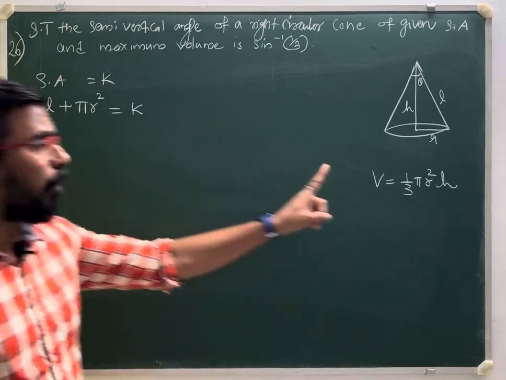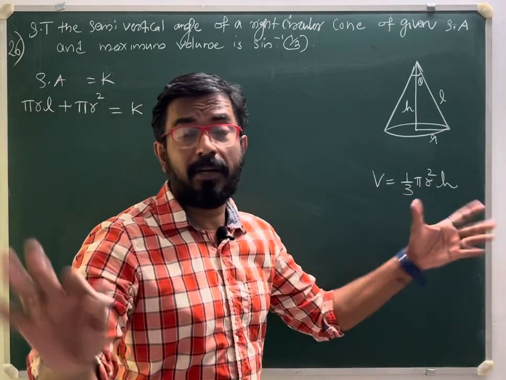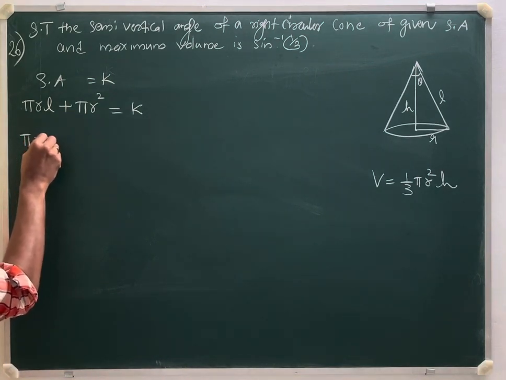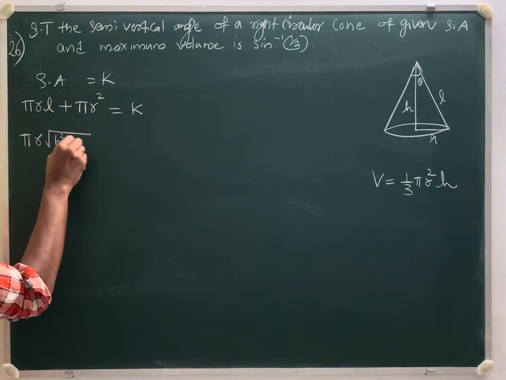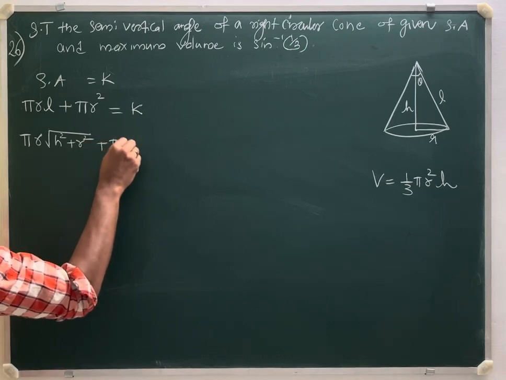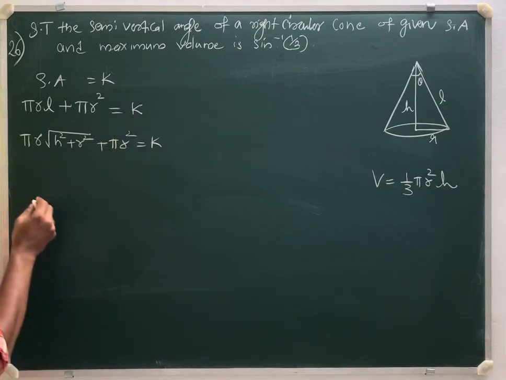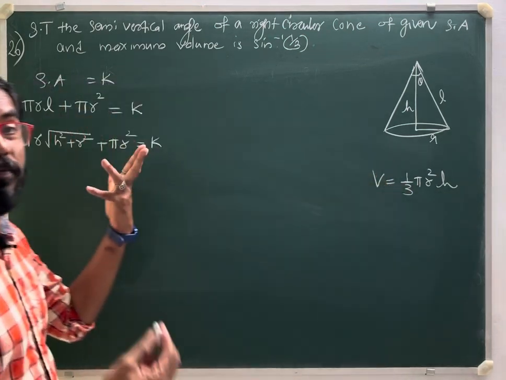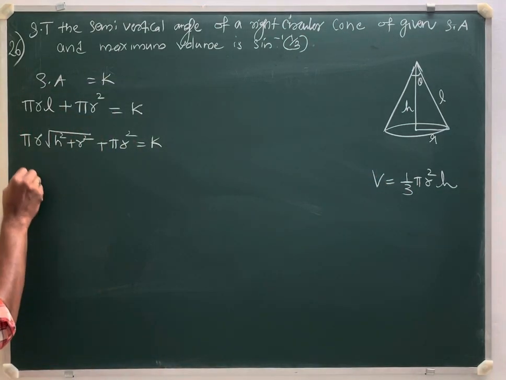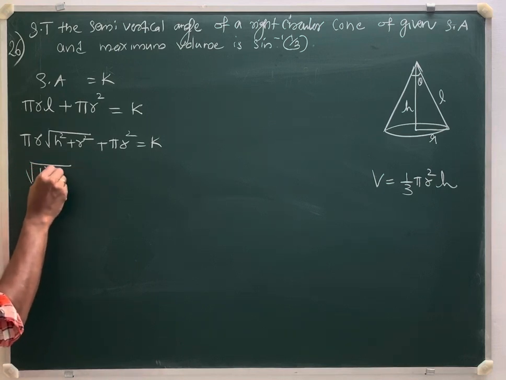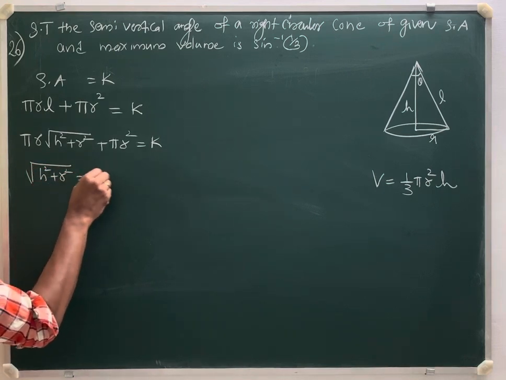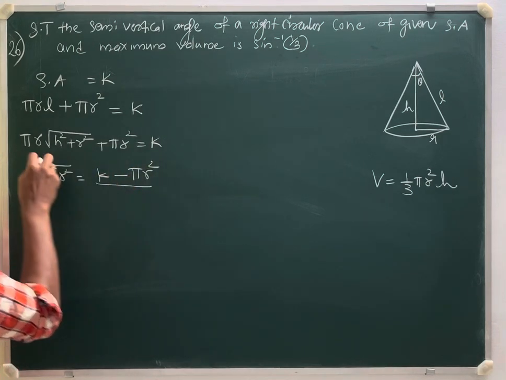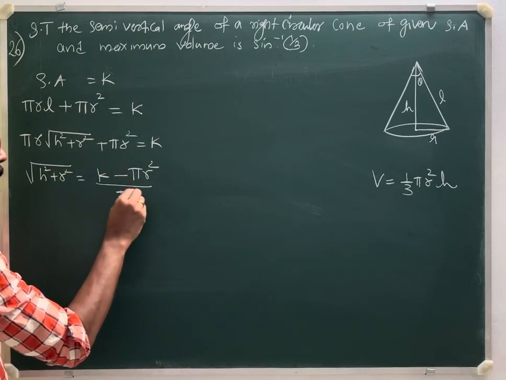Now L we don't want at all in this. So I will remove that L. How do I remove L? By Pythagoras theorem, L can be written as root of h square plus r square, plus pi r square is equal to k. From here, I can find either h or r. I want to find h. So I will write this as root of h square plus r square is equal to k minus pi r square, divided by this pi r.